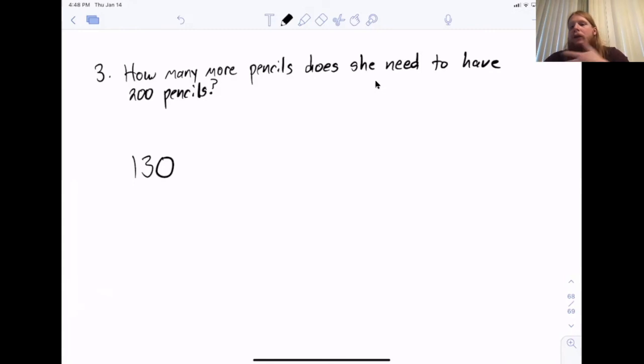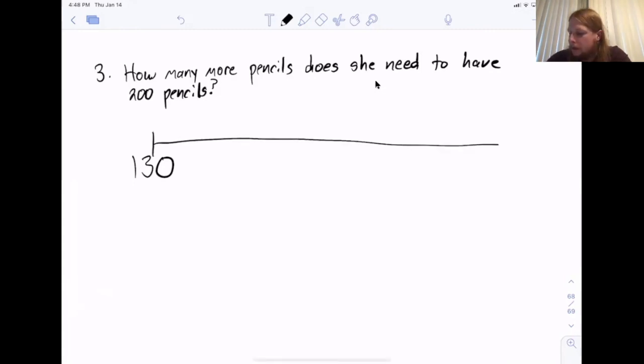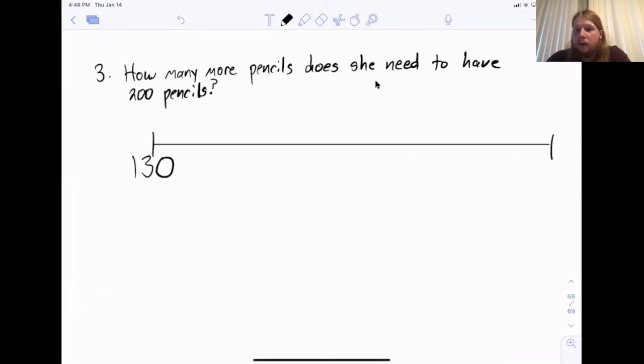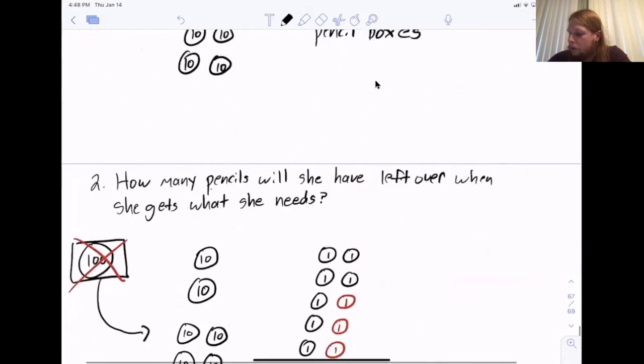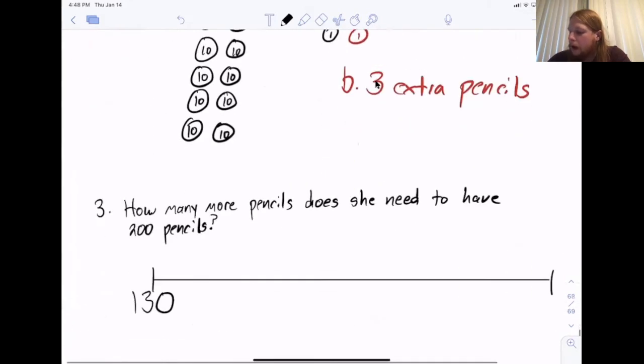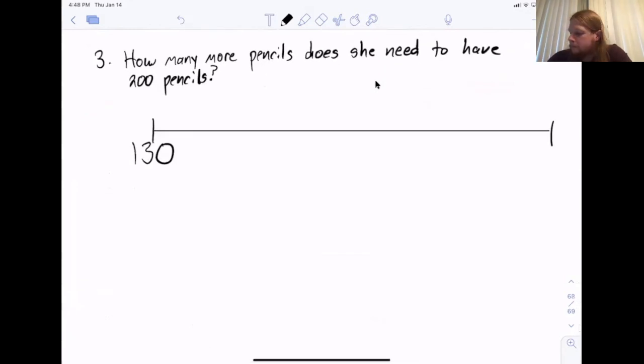But I'm going to use something a little more visual. I am going to use that number line we learned where we use the arrow method and we skip count. So if we're looking at 130, because that's how many pencils we got when we bought them, and we want to get to 200 because it's asking how many more pencils does she need to have 200 pencils. So let's use that method. Remember, I like to start from smallest to biggest. So let's start with the ones.